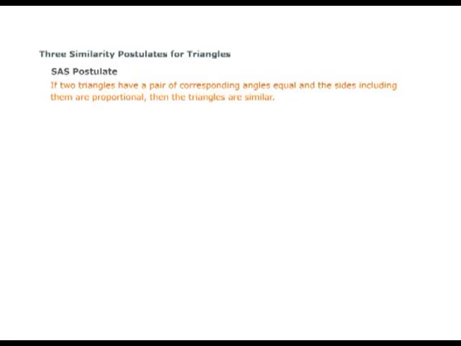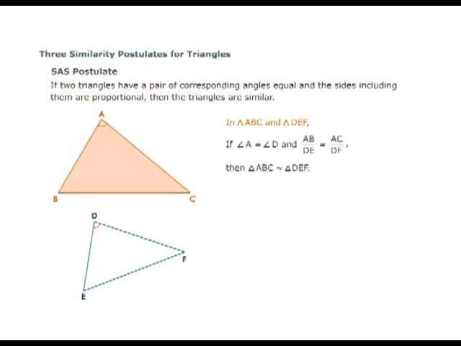Let us learn something about three similarity postulates for triangles. The SAS postulate. If two triangles have a pair of corresponding angles equal and the sides including them are proportional, then the triangles are similar. In triangles ABC and DEF, if angle A is equal to angle D and AB over DE is equal to AC over DF, then triangle ABC is similar to triangle DEF.